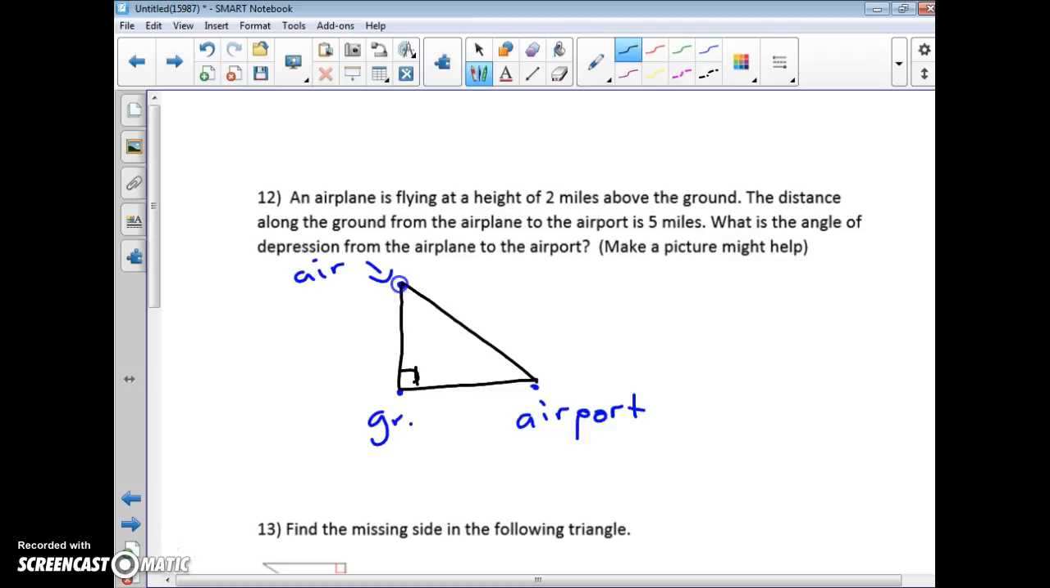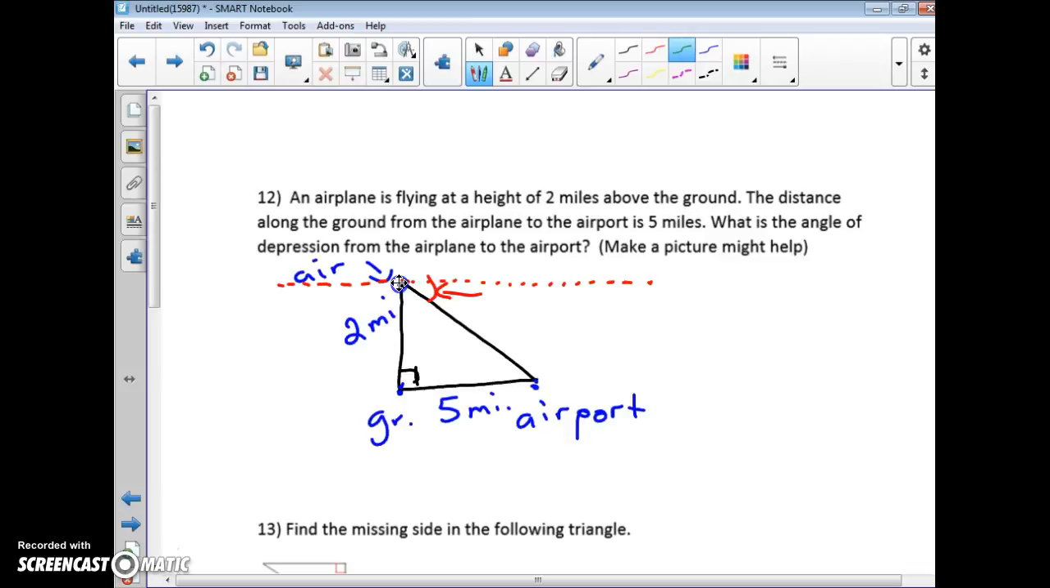So it says from the ground to the plane is 2 miles. From where the ground is over to the airport, that's 5 miles. So it asks us to find the angle of depression. Well, if I'm thinking about this, imagine the plane continuing to fly. If I'm thinking about the angle of depression, it's right here. Well, that's not inside my triangle.